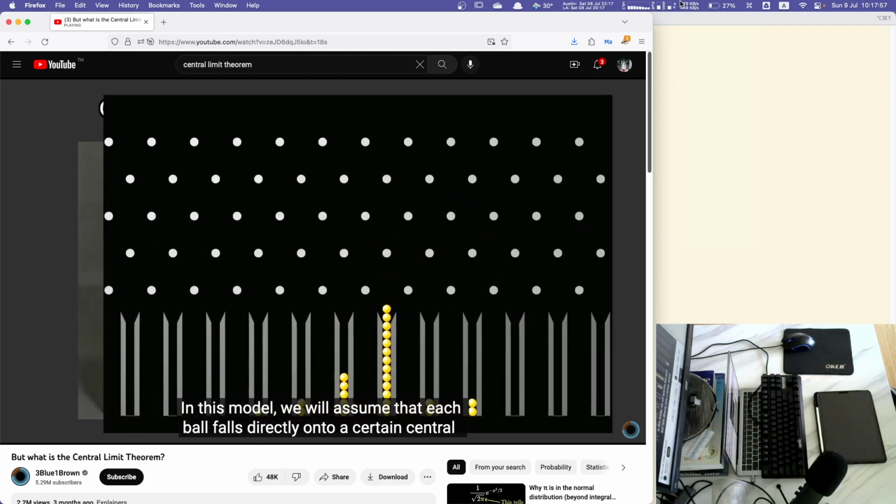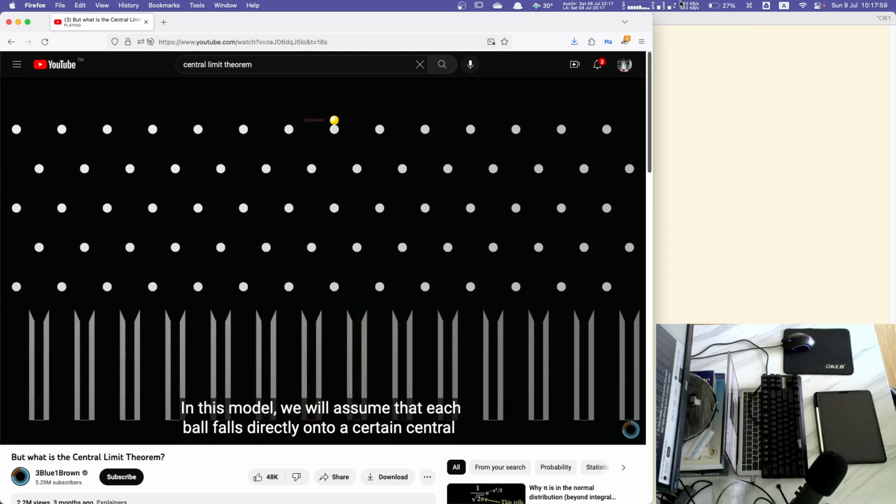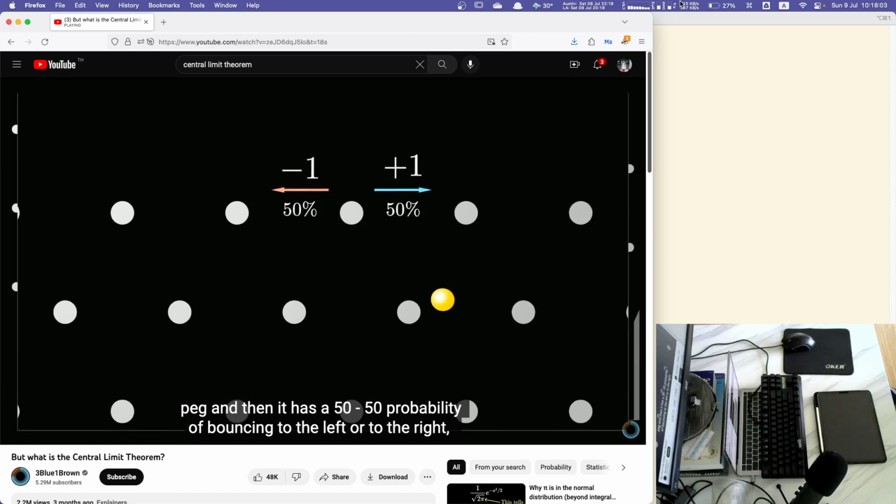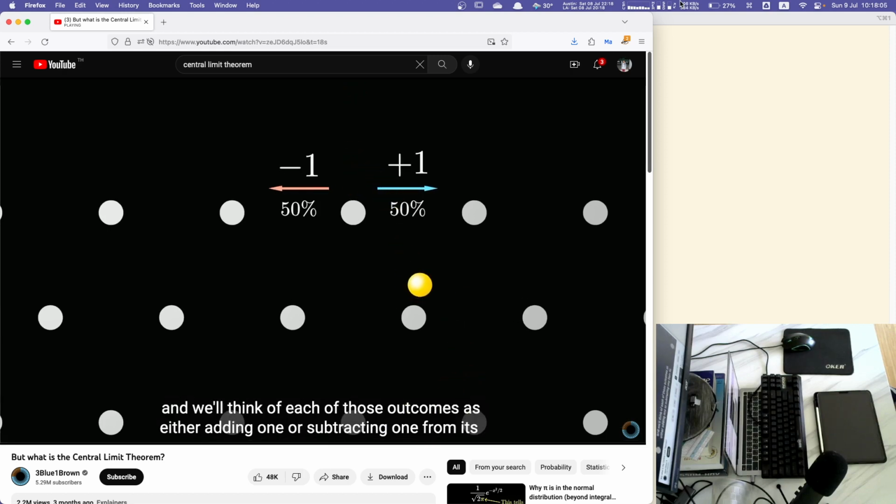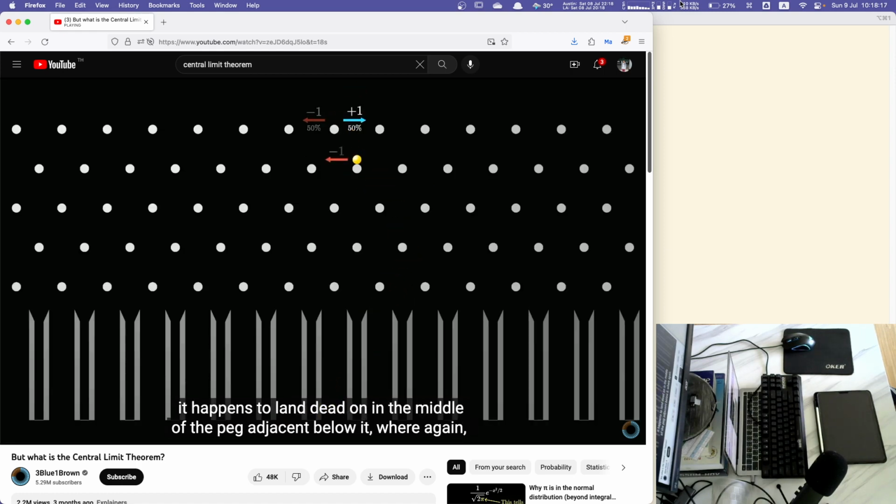In this model, we will assume that each ball falls directly onto a certain central peg, and that it has a 50-50 probability of bouncing to the left or to the right. And we'll think of each of those outcomes as either adding one or subtracting one from its position. Once one of those is chosen, we make the highly unrealistic assumption that it happens to land dead on in the middle of the peg adjacent below it, where again, it'll be faced with the same 50-50 choice of bouncing to the left or to the right.